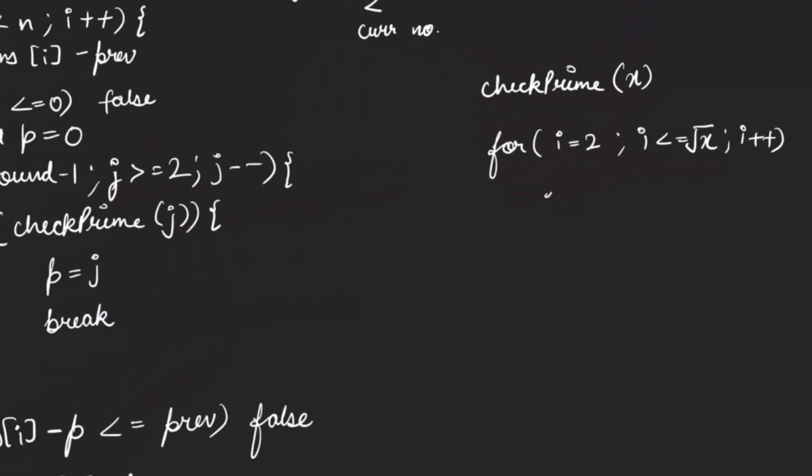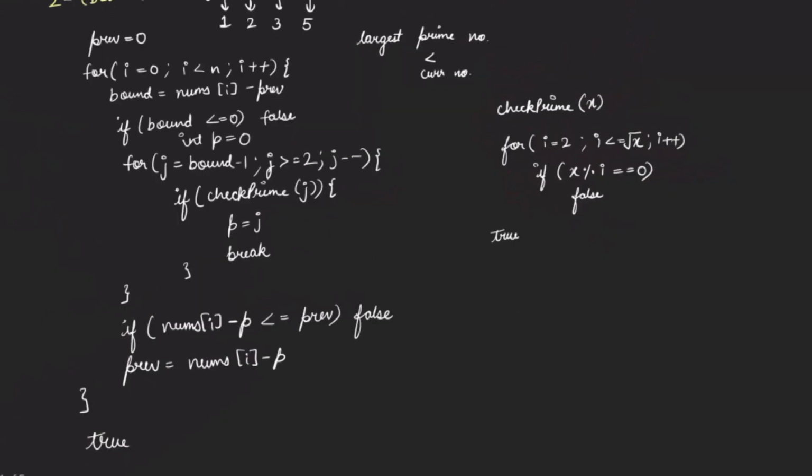So inside this, you can check that if any case x is divisible by i, then that means this is not a prime number. So we will return false, right? Otherwise, in the end, you can return true, right? So this is how we can solve this question.